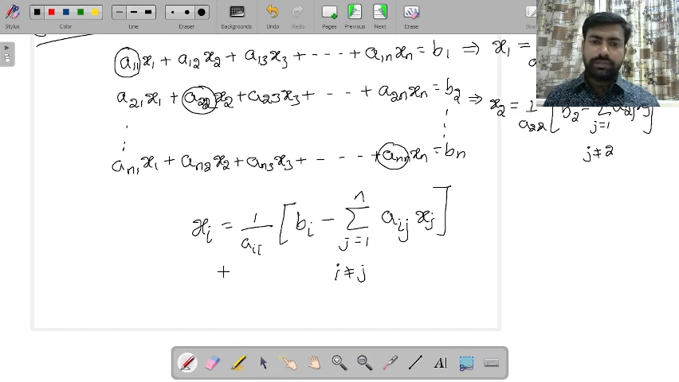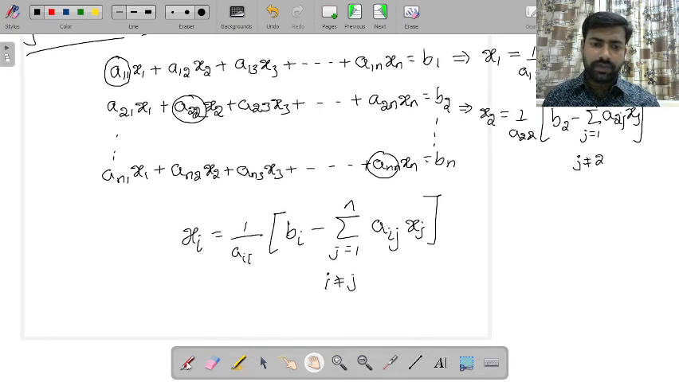Now what we'll do is, we got an iterative formula. The iterative formula here is: we'll take this to be the value in the k plus 1 step, and this is the value in the kth step.